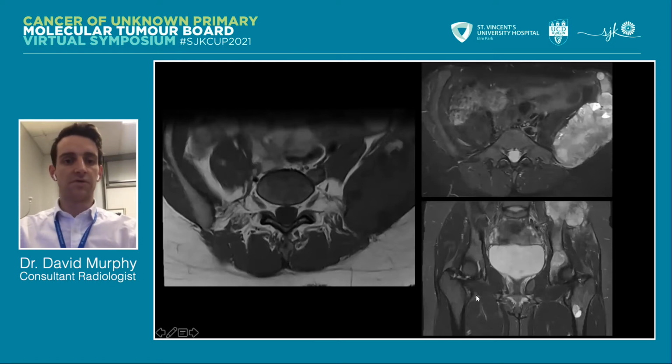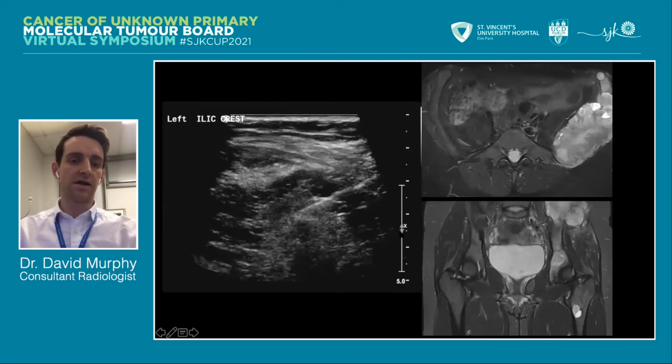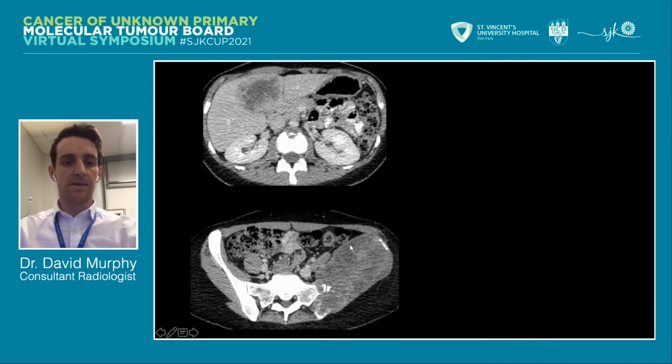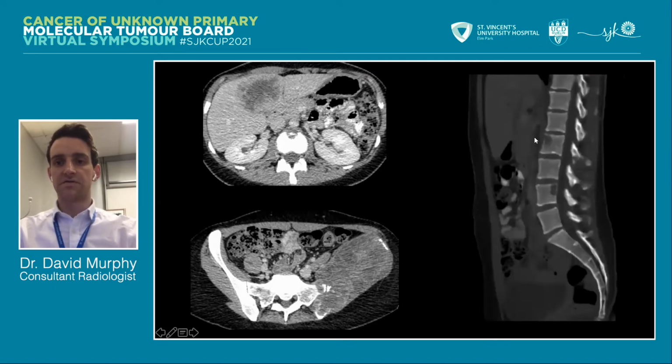A biopsy was performed under ultrasound guidance of the large left iliac crest mass, which actually revealed an undifferentiated carcinoma. The next test was a CT thorax abdomen pelvis, which again demonstrates this large destructive mass centered in the left iliac bone, and also demonstrated multiple liver metastases, but no definite primary site was identified. There were also several further vertebral body bone metastases.